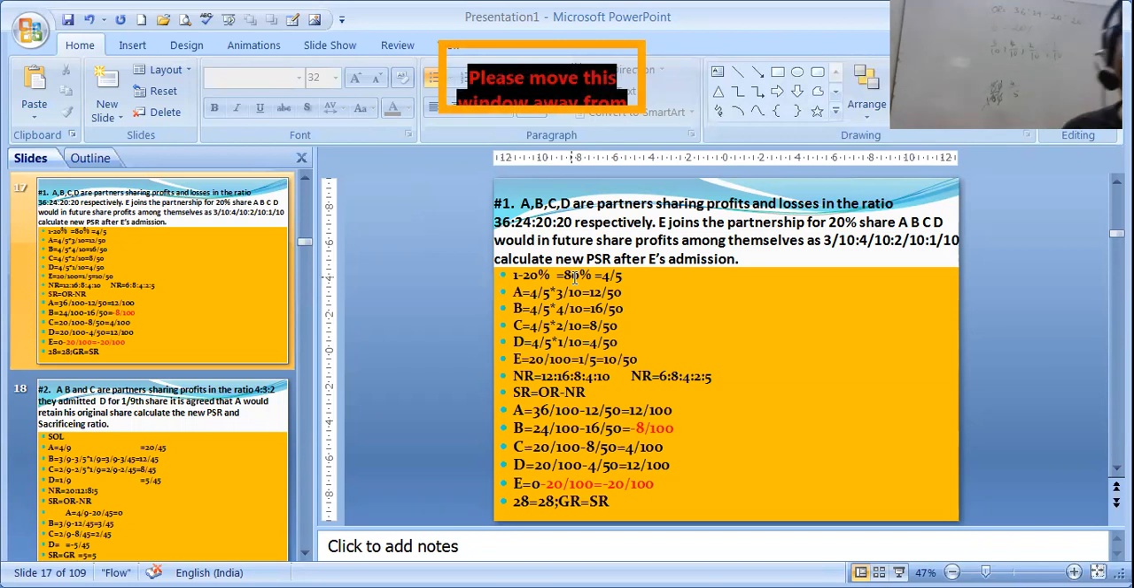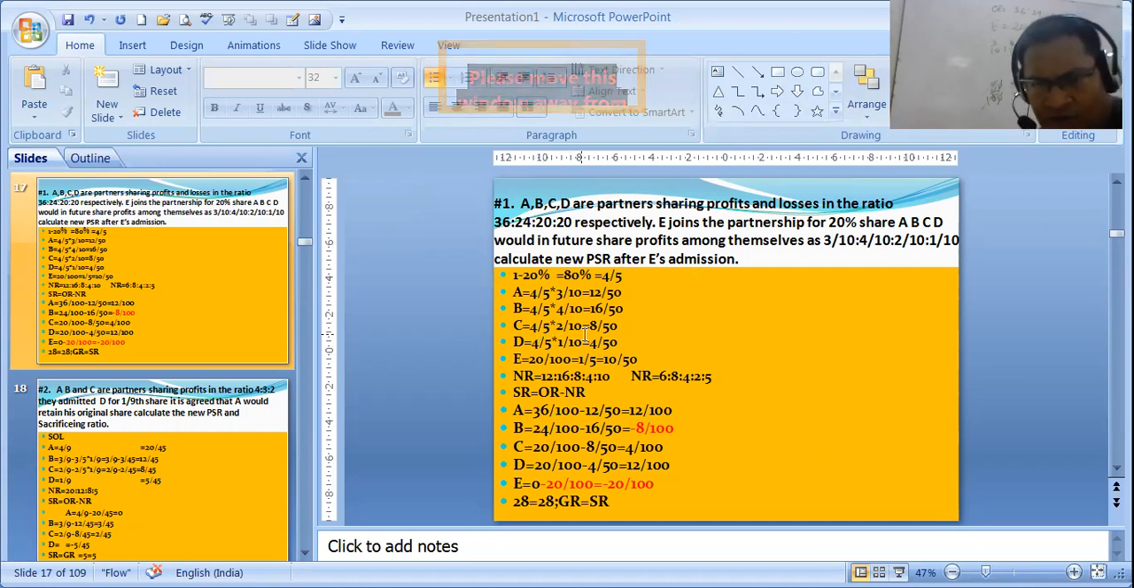So 4 by 5 is the profit left, which is to be shared by A, B, C, D in the ratio 3 by 10, 4 by 10, 2 by 10, and 1 by 10. So A's profit is 4 by 5 into 3 by 10, B 4 by 5 into 4 by 10, C 4 by 5 into 2 by 10, and D 4 by 5 into 1 by 10. So the ratio which is coming up is 12 is to 16 is to 8 is to 4.